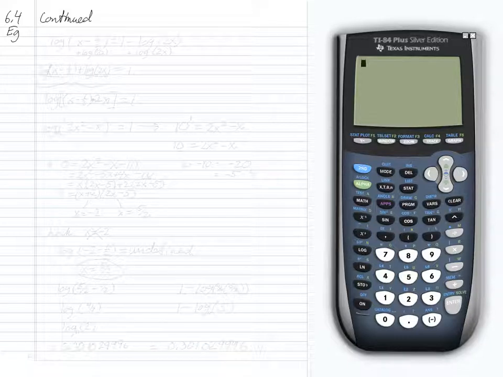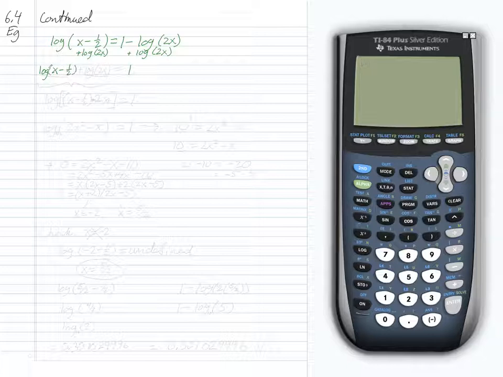An example of how we would use this procedure, if I have the equation log of x minus 1/2 equals 1 minus log of 2x, I'll begin by gathering all of my logarithms on one side. It will probably be easiest for me to add the log of 2x to both sides. So my right-hand side is 1. My left-hand side is log of x minus 1/2 plus log of 2x.